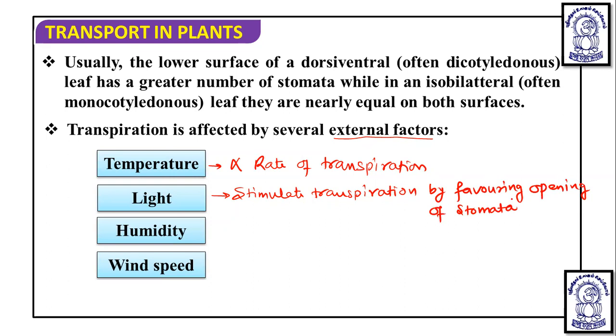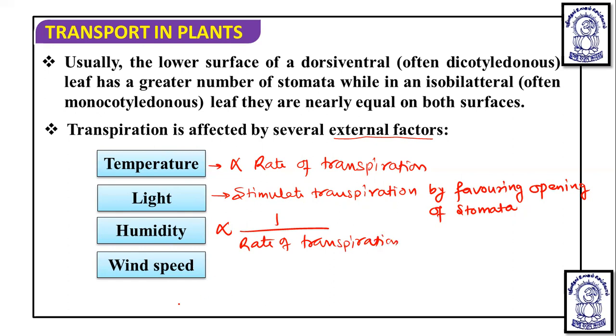Next is humidity, that is atmospheric humidity. Atmospheric humidity is the most important factor. If the atmospheric humidity is already high, then obviously transpiration is not going to occur. So humidity is inversely proportional to the rate of transpiration. If humidity is high, the transpiration will decrease.